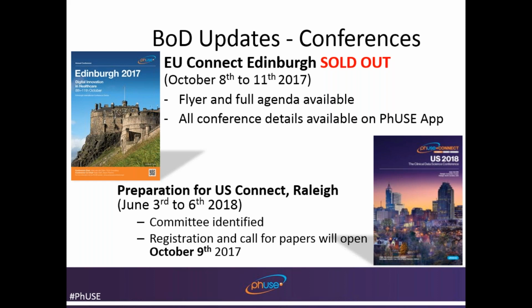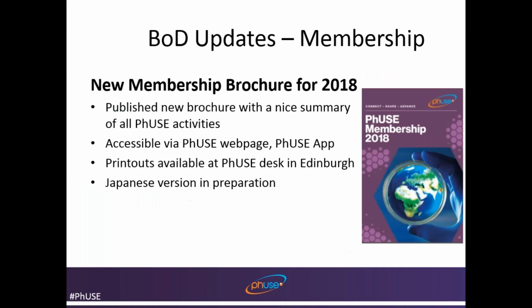So based on the fact that we've had such successful annual conferences across Europe, we're very proud to be able to set up our first US Connect conference in America next year. So the plans are well underway for that. That's going to be in Raleigh from June the 3rd to the 6th next year. We have now got the committee identified and the chairs, and we've got the registration and the call for papers opening on October the 9th. So please keep your eyes and ears out for that. As we say, the conferences tend to get sold out quite quickly now, so if you register early, that will guarantee you a place at that conference as well.